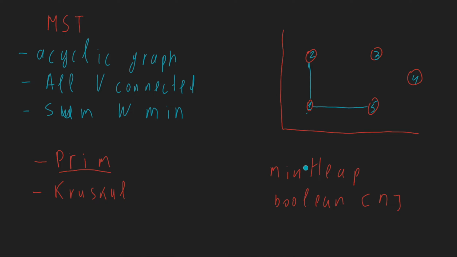And at this point, we visited 1 and we visited 5. So we are marking 1 as visited and 5 as visited, right? Adding to our Boolean, so we won't visit them again.